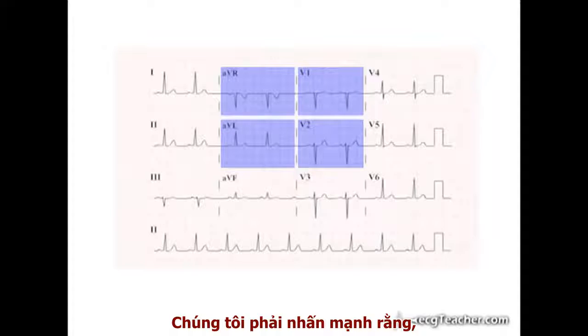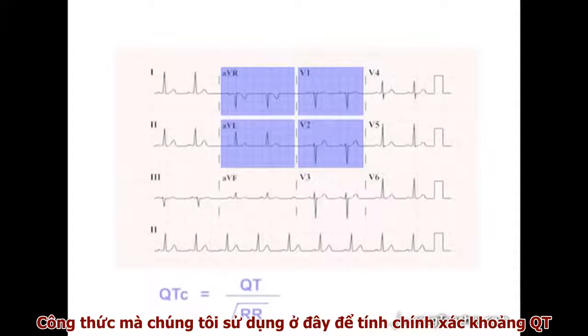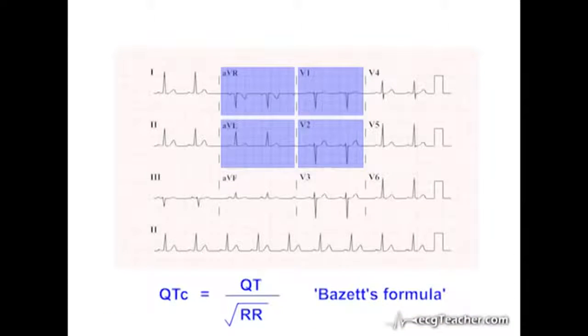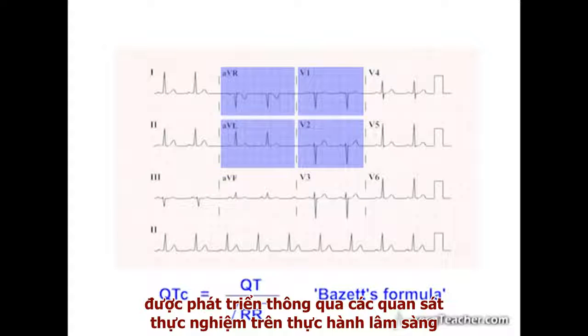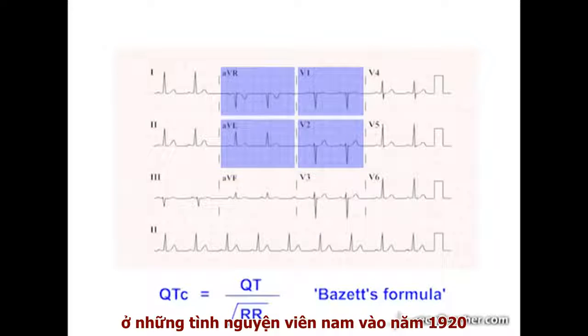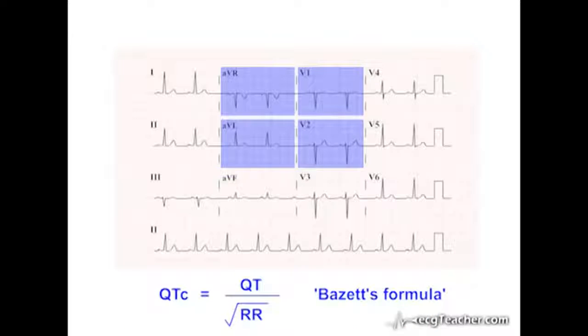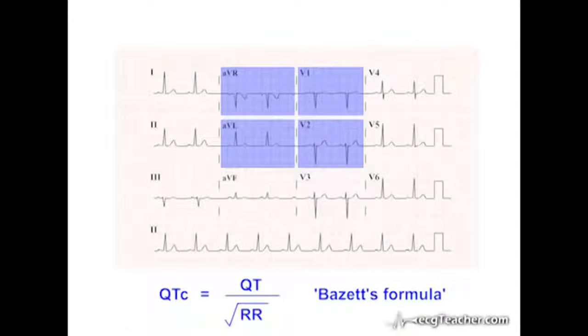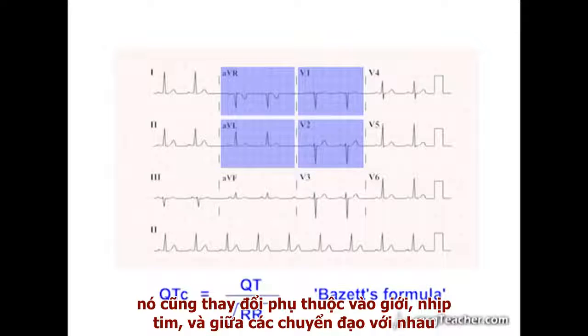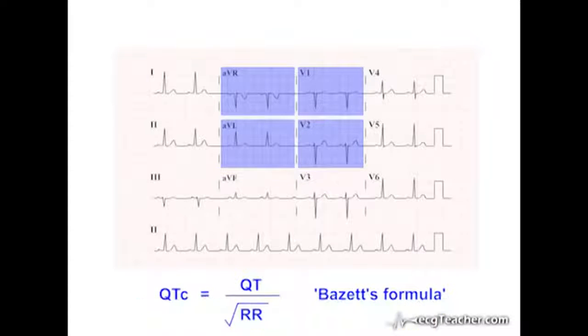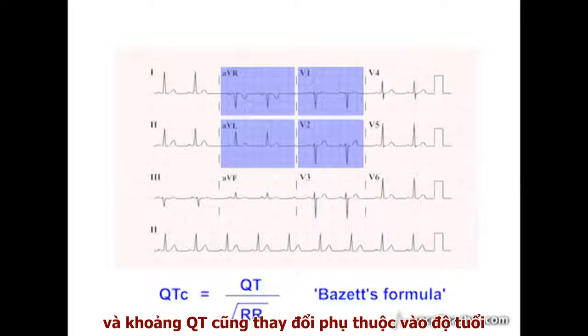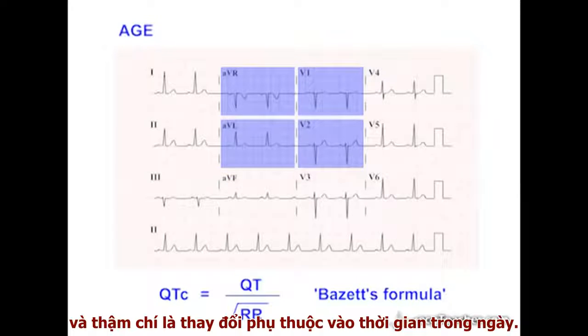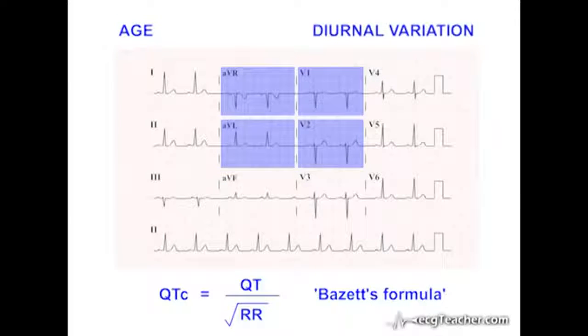We should point out that the equation we have used here to calculate the corrected QT was developed from empirical observations on male volunteers in the 1920s. While useful, it does not yield perfect results, particularly at high heart rates. In addition, as well as varying with gender, heart rate, and between leads, the QT interval also varies with age, and even with the time of day.